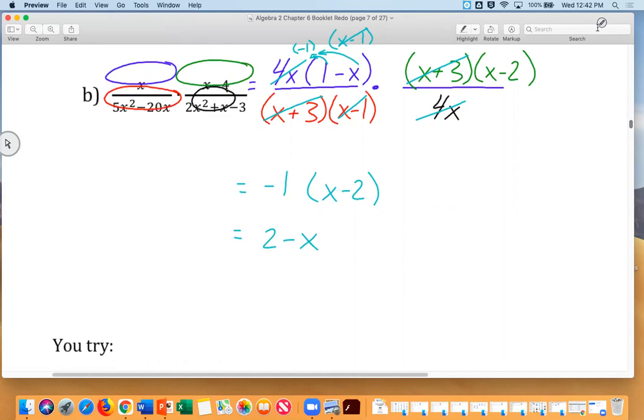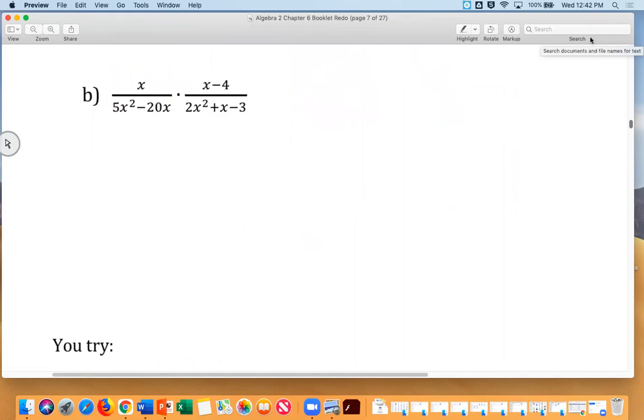I have time for B. In B, I have kind of 4 different pieces to break up. The x cannot be broken up. X minus 4 cannot be broken up. I'd like to write them in parentheses. All right, so that one.